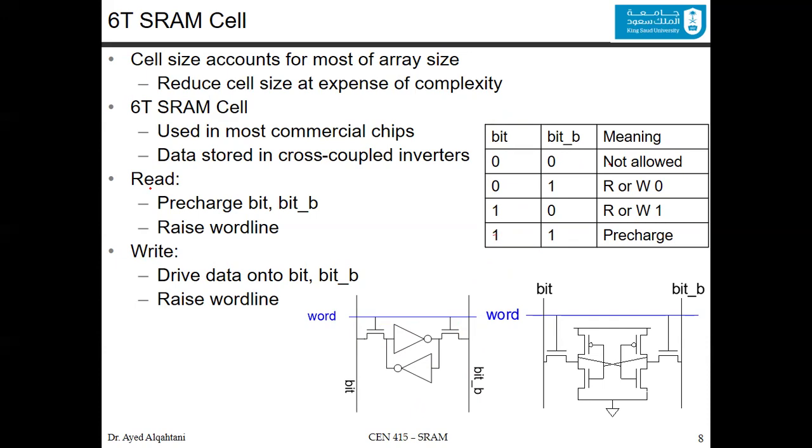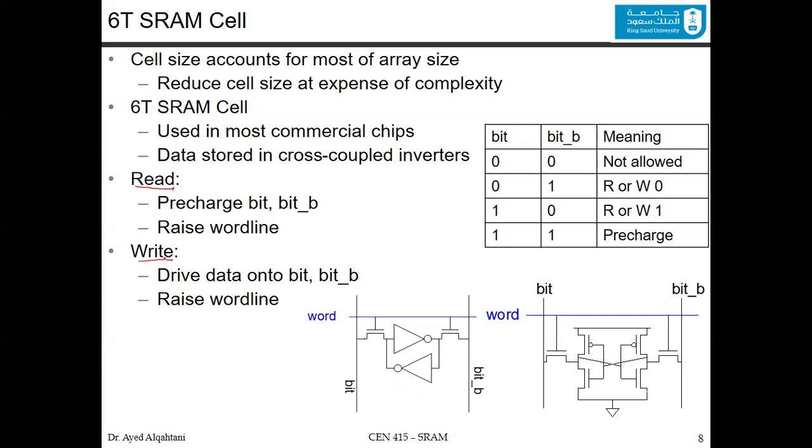So in the read operation, we pre-charge bit and bit bar first. So we make them 1 and 1. And then we raise the word line, meaning that we select this cell, and then the read operation happens. For the write, we drive the data into bit and bit bar. So we want to write into the cell. So we make the bit and the bit bar based on the value that we want to write, and then we raise the word line. Now, this is the general read or write. We will talk about the read in detail, followed by the write.